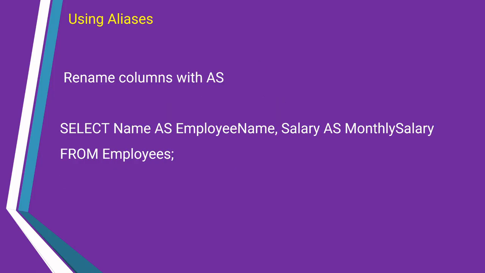Aliases let you rename columns in your output. For example, you can rename name as employee name and salary as monthly salary. This makes your results more readable.